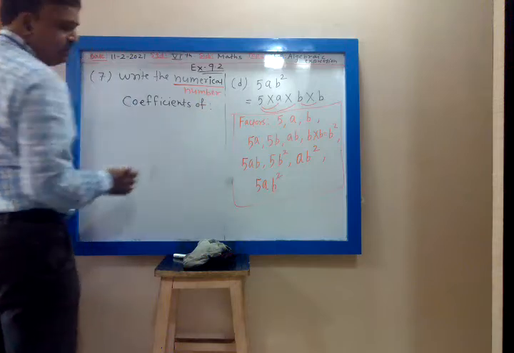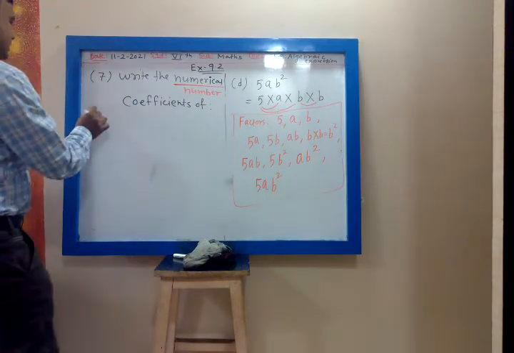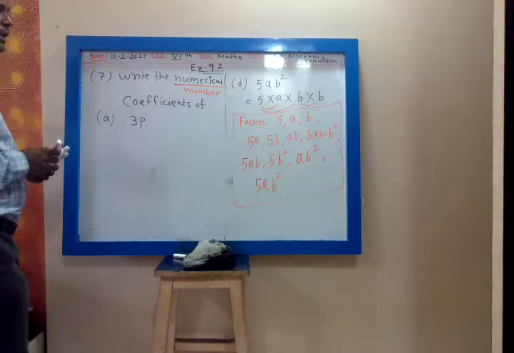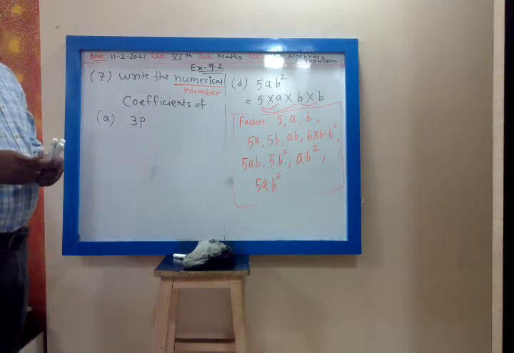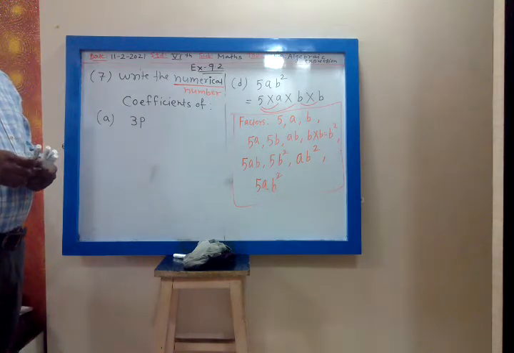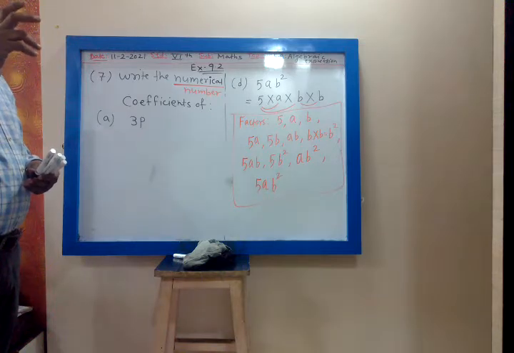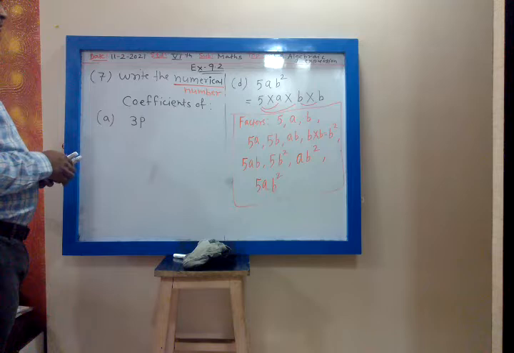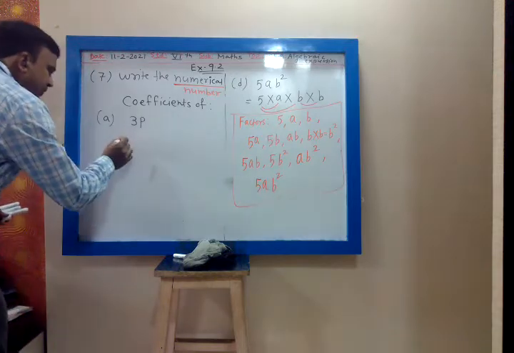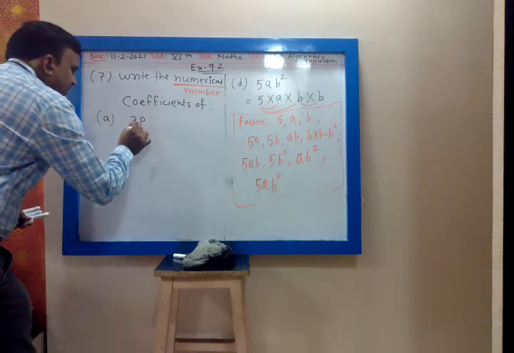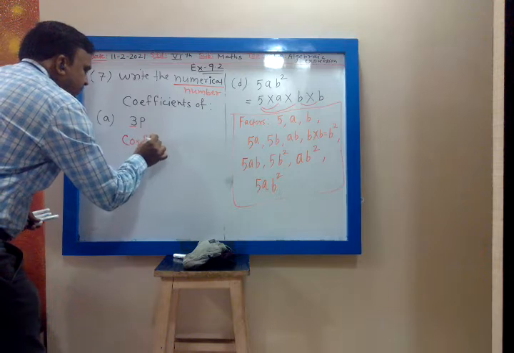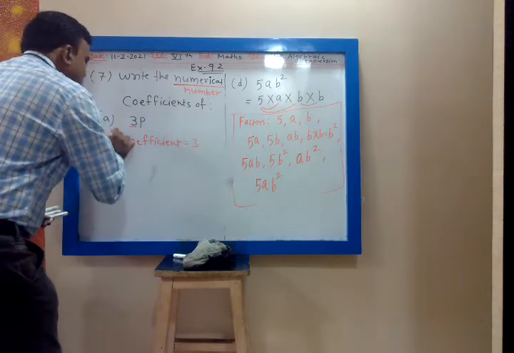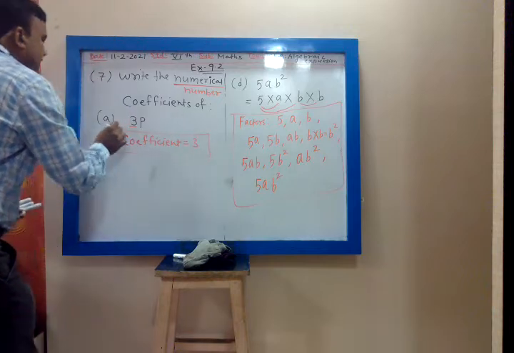Write the numerical coefficients of first, 3p. Numerical coefficient means the number attached. So in 3p, the answer will be 3, because that 3 is the number. So the numerical coefficient is 3.